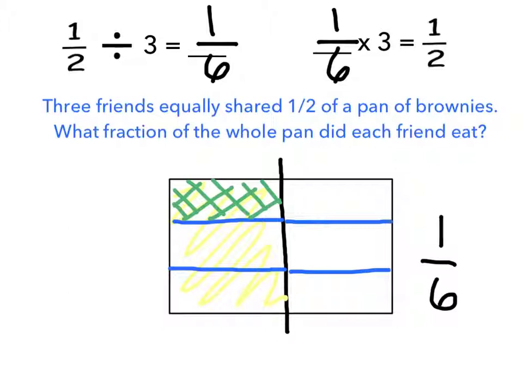Another way to think about it is 1/6 times 3 equals 1/2. And we can look at that by thinking, okay, I have 1/6, and I'm going to do that 3 times, and I have a half a pan of brownies. So that was an example of dividing fractions by whole numbers using visual models.